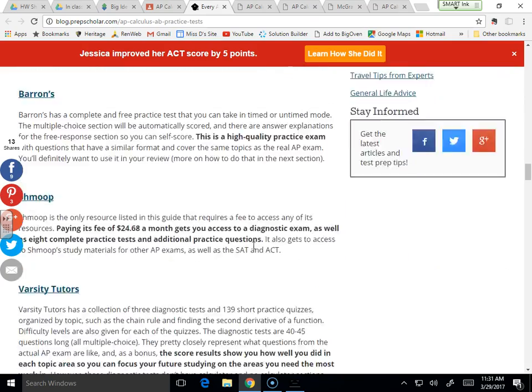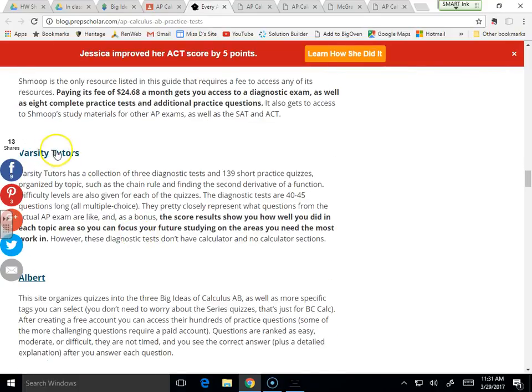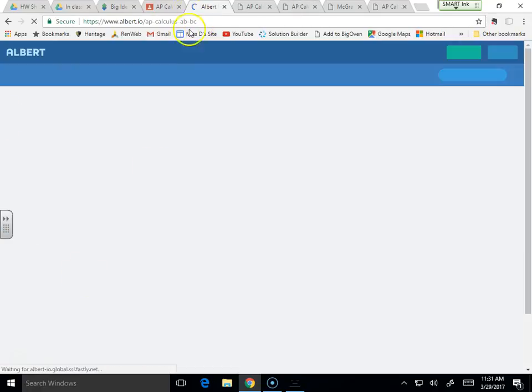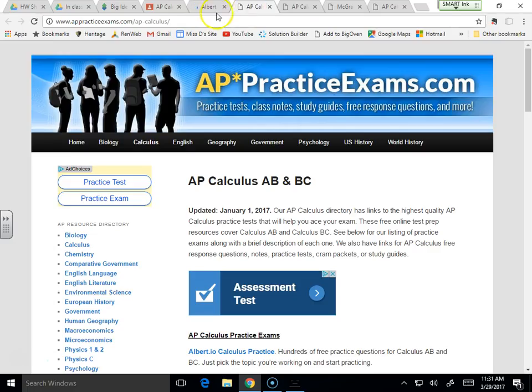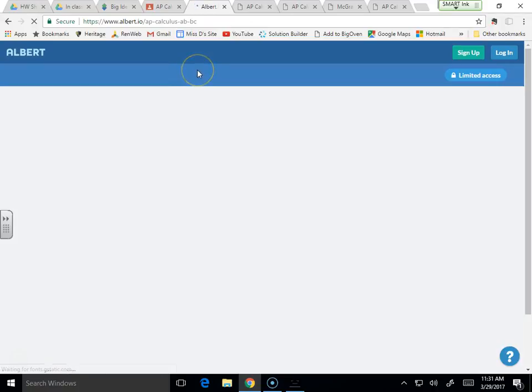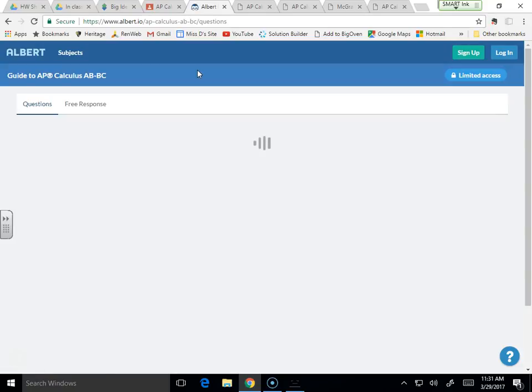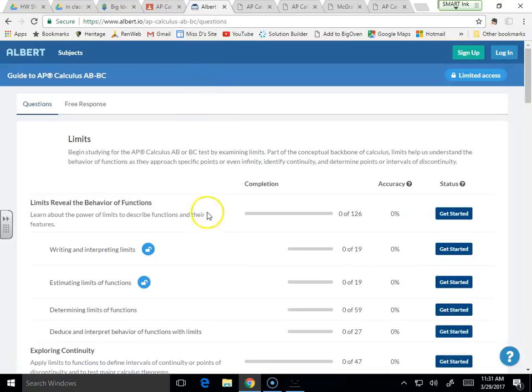If I can get down to it, there we go. Khan Academy, Barron's, Shmoop is the paid one, sadly. But the other ones have all sorts of free material. Albert is a great one if you want to review actual topics. Barron's has an online AB and BC, timed, like you take it, or non-timed, you just try it and it grades it for you. So for you guys, that'd be nice to get immediate feedback on what I get right and what I get wrong.